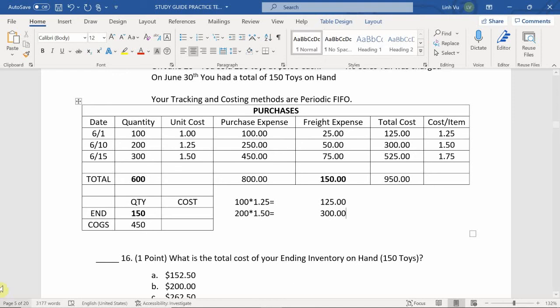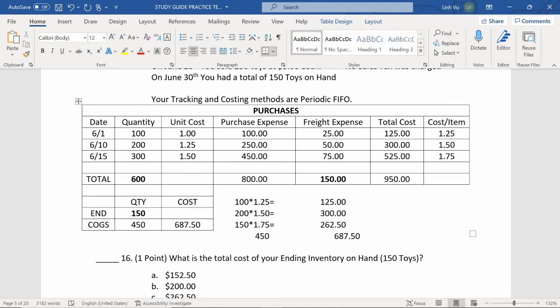So how many more do I need to sell? 150 at $1.75. So how much is this? 150 times 1.75 is 262.5. Okay, so that gives me a total of, once again, 450. And this is going to give me a total here of how much? 687.5.